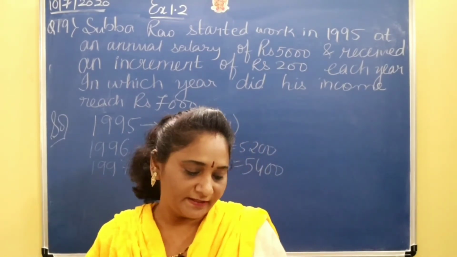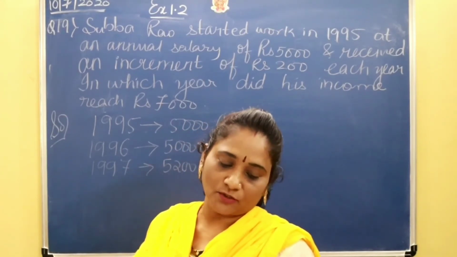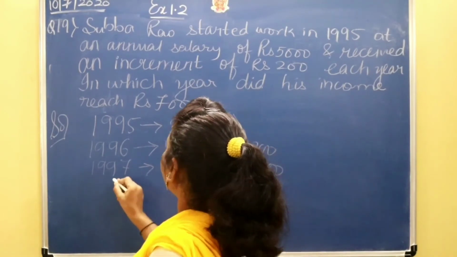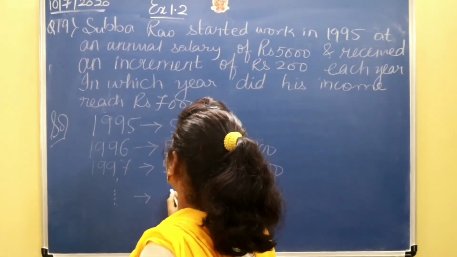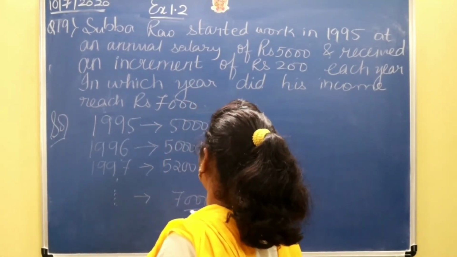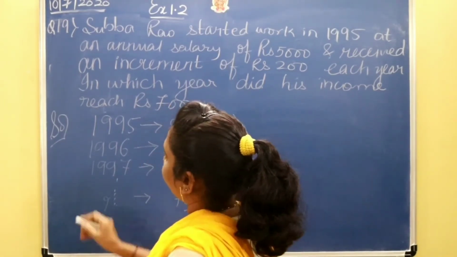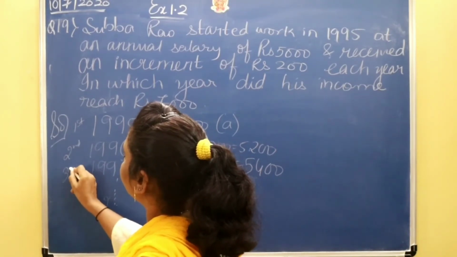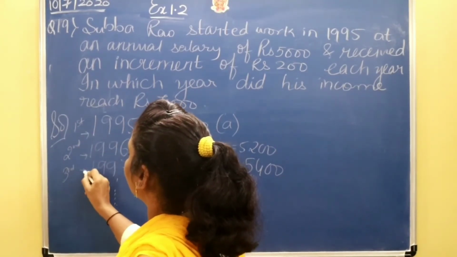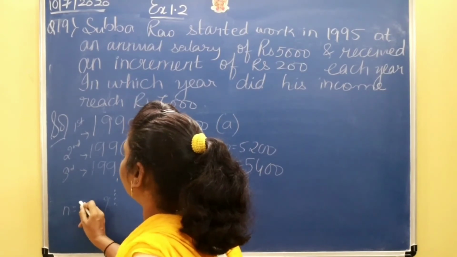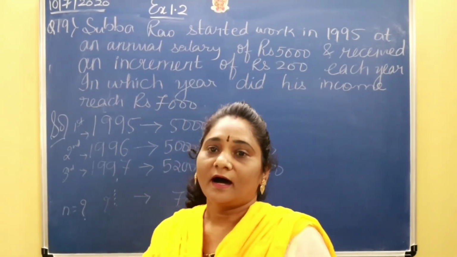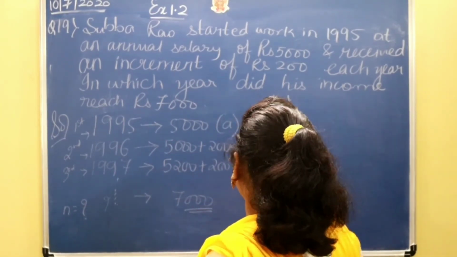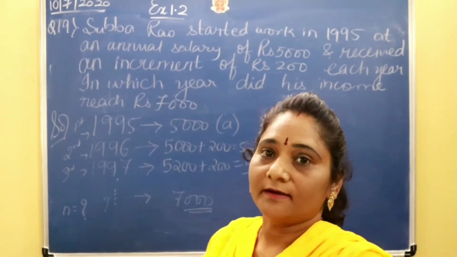So our AP will be 5,000, 5,200, 5,400 till where? The last year he went on getting like this. The last year he got 7,000 rupees. So in which year did he get? This is our first year, this is second year, this is third year, and so on. So which year did he get 7,000 rupees? Our N will be question mark.